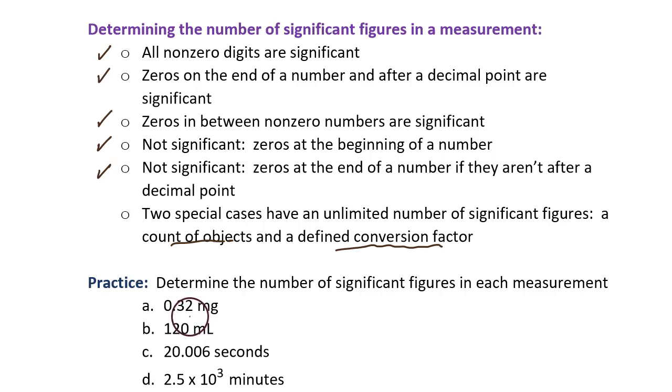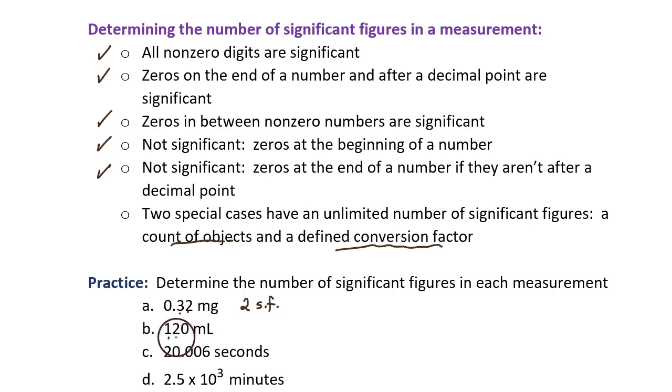Remember that all non-zero numbers are significant, so certainly this one and this one are, but what about the 0? This 0 comes at the beginning of the number. It is not significant. This number has 2 significant figures. Now question B. How many significant figures are in the number 120 milliliters?